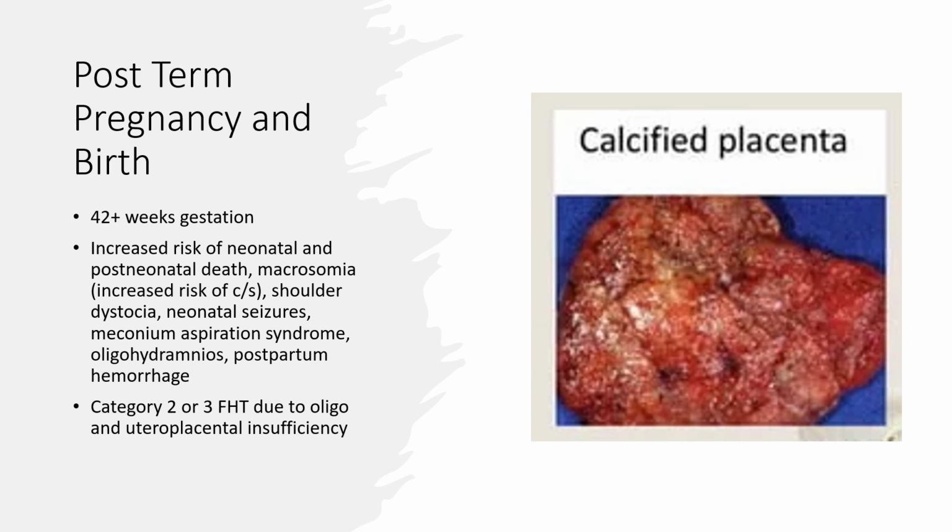So this is a picture of a calcified placenta here. All that white that you see on there, that shouldn't be there. It should all be a dark red hue. And those white spots are calcified areas where blood flow no longer goes through.